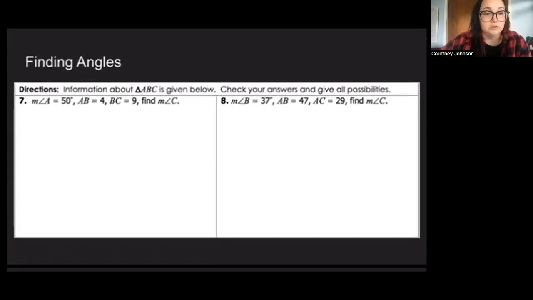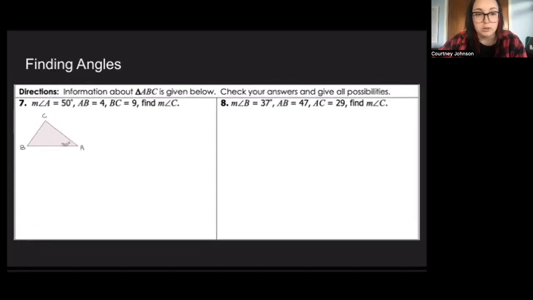Let us practice finding an angle here. So first, let's set up a lovely triangle for us, okay? So if we draw a lovely triangle here, let's set up an A, a C, and a B. And we know that angle A is 50 degrees. So we got a little 50 in there. We know that AB is 4, and we know that BC is 9, and they want us to find angle C. So I'm going to label that as X. That's what we're looking for, okay?